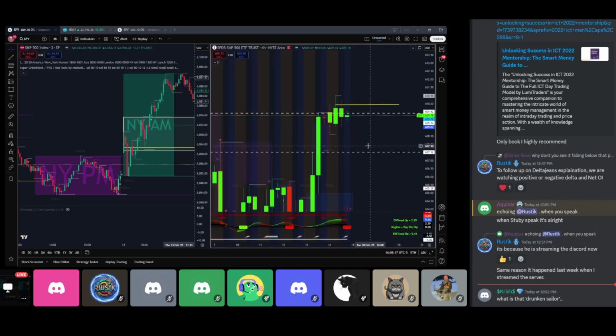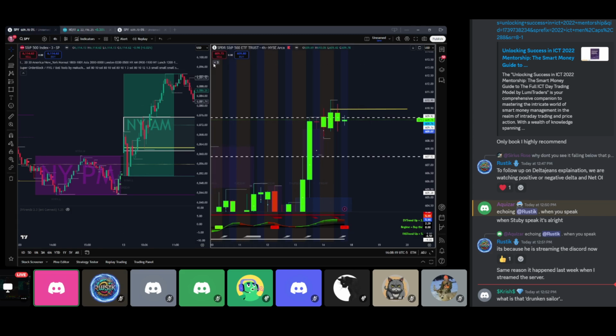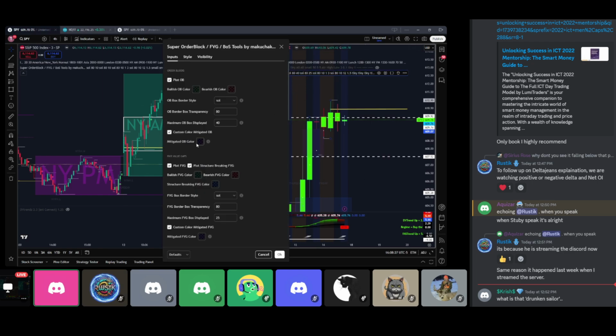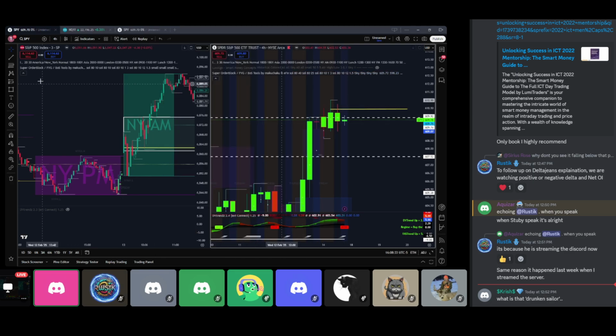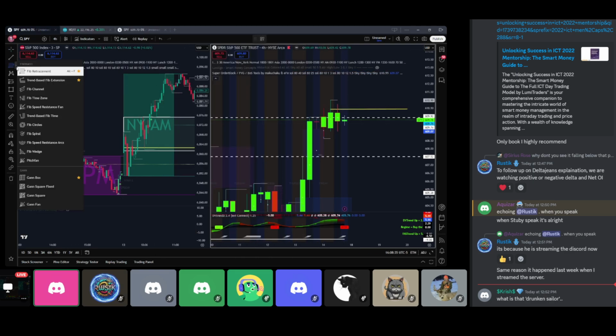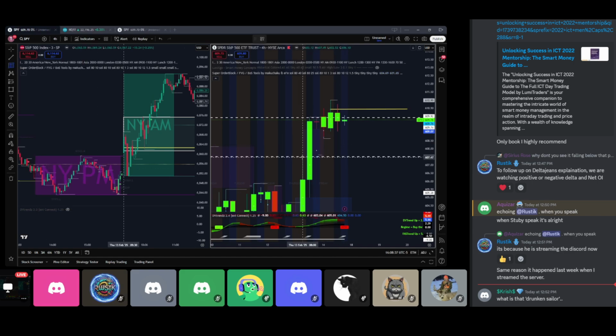If I were to go over some of the indicators I use, I like to use this indicator called Super Order Block Fair Value Gap. I have the settings set to show me mitigated order blocks. That's something I'm looking for, to see if we've already mitigated before. You could just draw these out yourself. And I'll see right here, you see that this is a fair value gap.